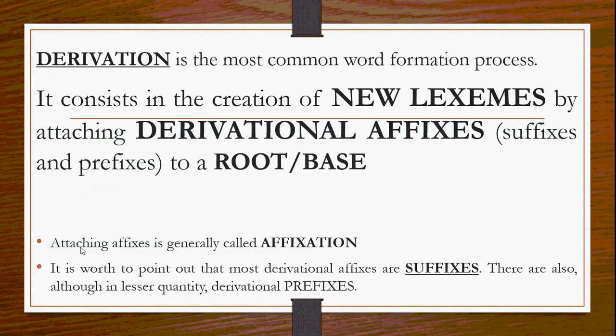All right, so attaching affixes is generally called affixation. We already talked about that in class. It is worth pointing out that most derivational affixes are suffixes, although in a minor quantity, there are also derivational prefixes. Right? For example, I think you have seen them as you do some of the exercises, like do and undo. There is a prefix there, or wash and rewash, and write and rewrite. That re, that un, those are prefixes, but they are not as many as we have suffixes.